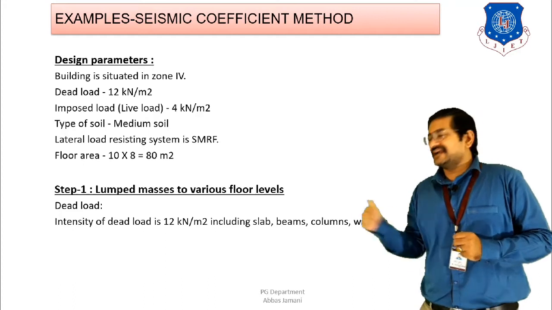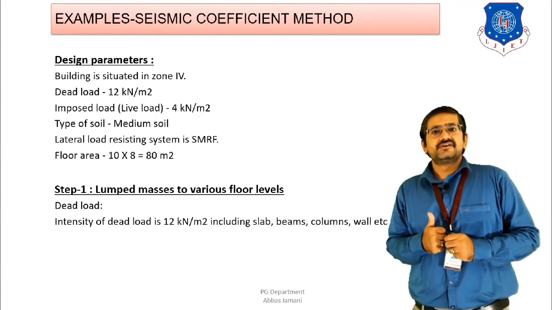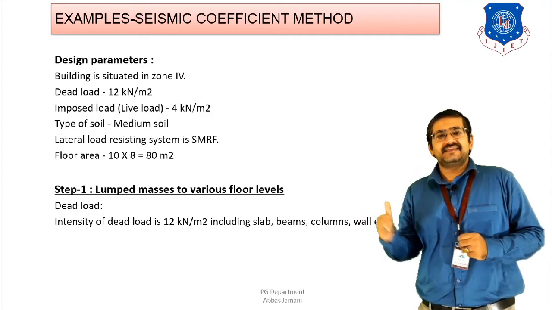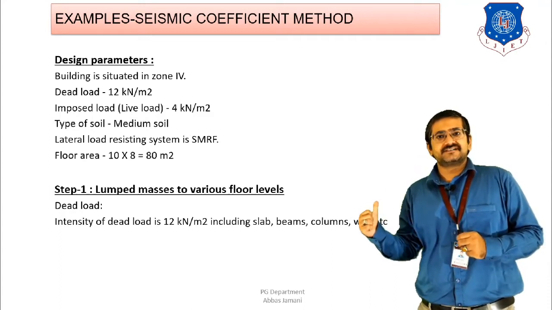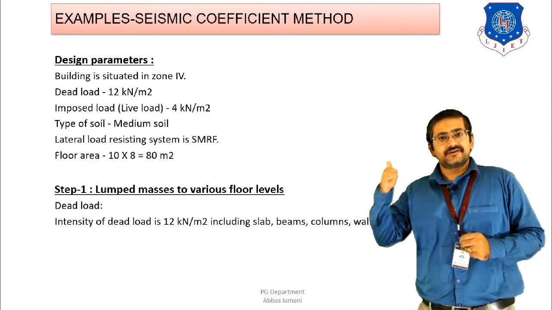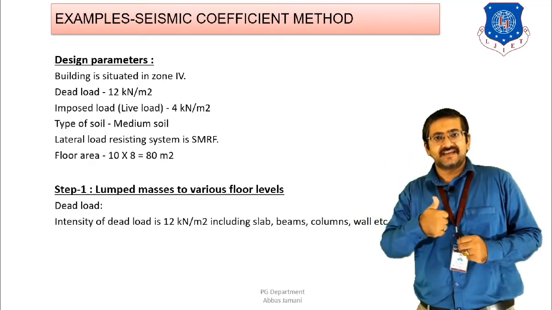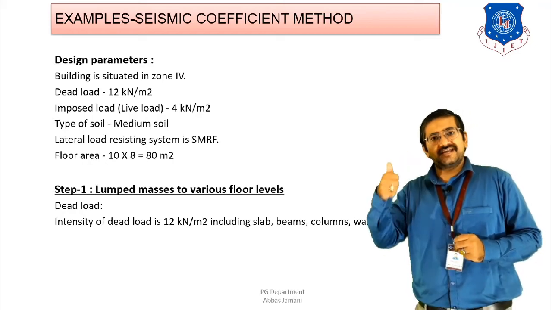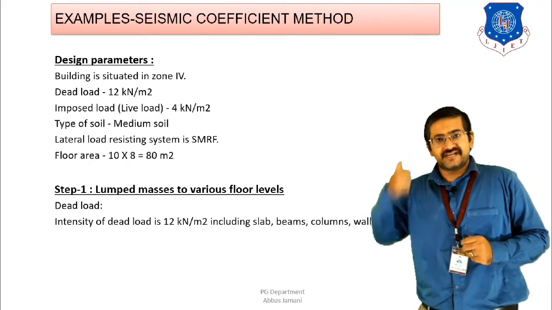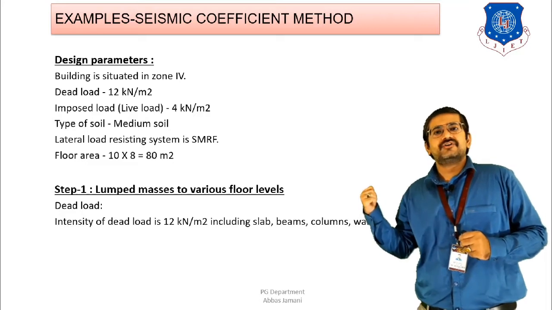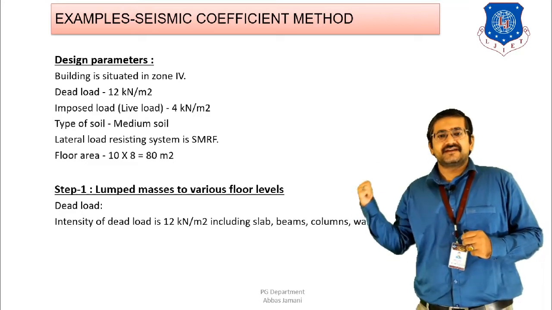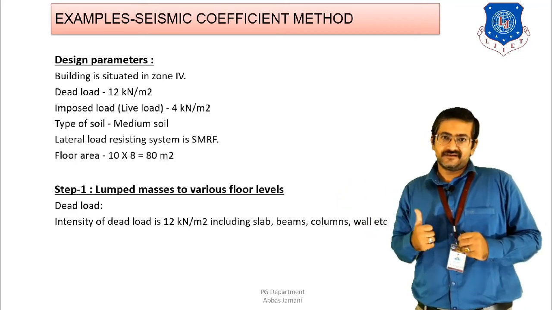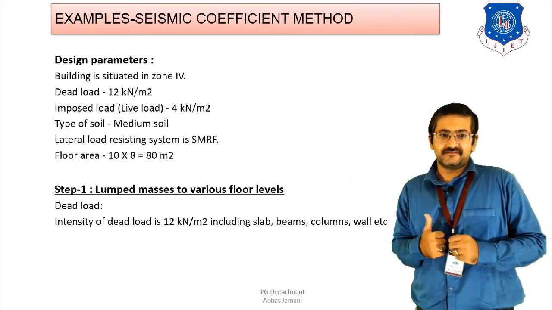Then the type of soil is given as medium soil. The type of soil is going to help us decide the time period and the Sa by g value. So at that particular junction we need to refer to the table. Again we have to keep in mind that we are going to calculate as per the static analysis. IS 1893-2016 gives different values for static analysis and dynamic analysis. So you need to go to static analysis. In that you need to go to the clause for medium soil, where corresponding to the value of Sa by g, you will get the Sa by g value and the time period value, right? So that also has to be kept in mind.